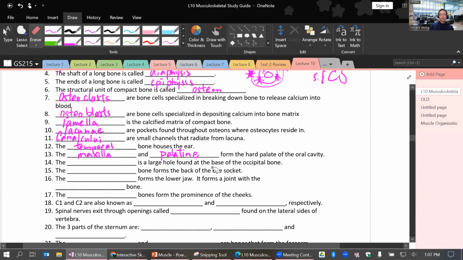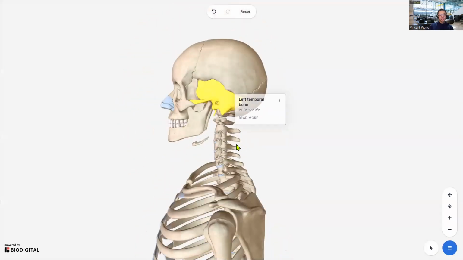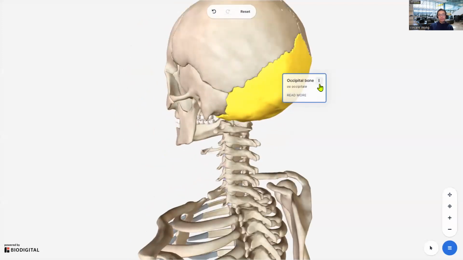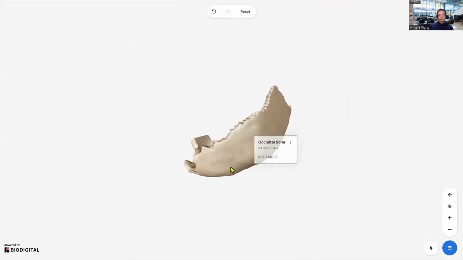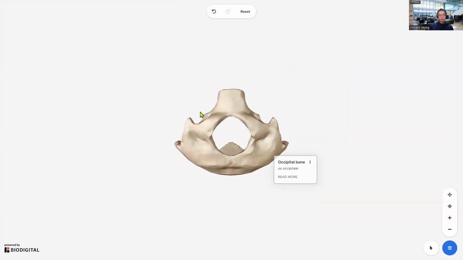Large hole found at the base of the occipital bone. That is the foramen. Foramen means hole. Magnum means really big. So literally big hole. Okay. And it's right here, right? At the base of the occipital bone. So if I take the occipital bone at the back, let's see if I can isolate this guy right there at the bottom. That's the foramen magnum.